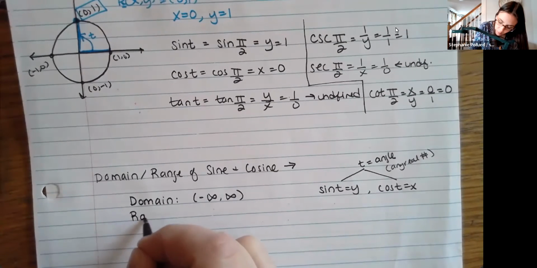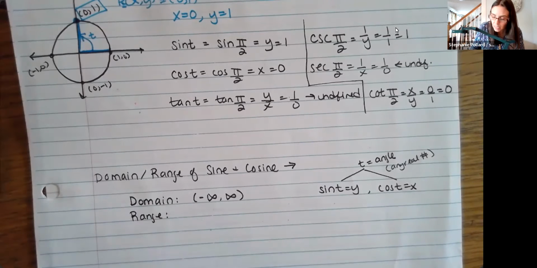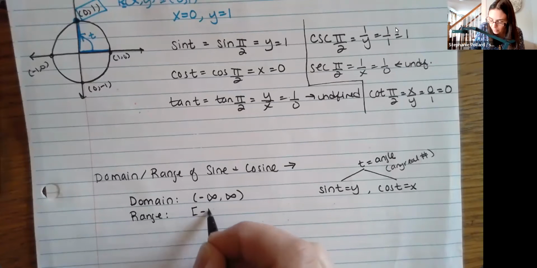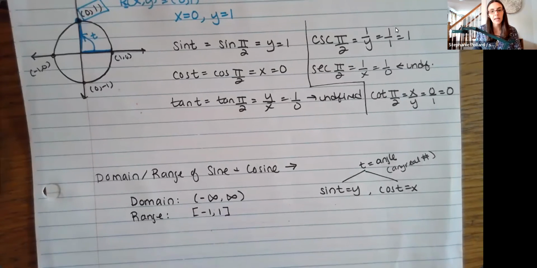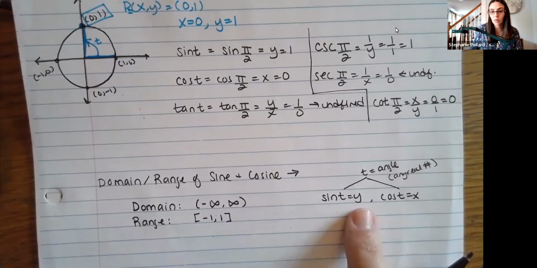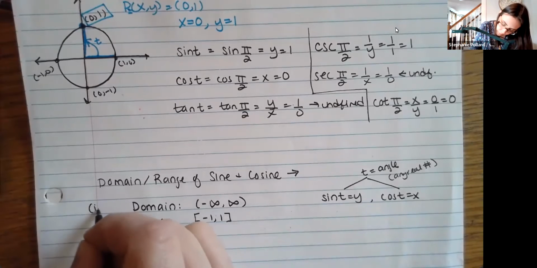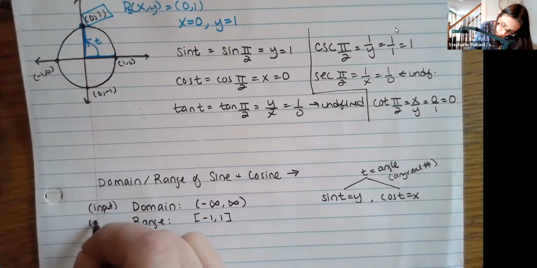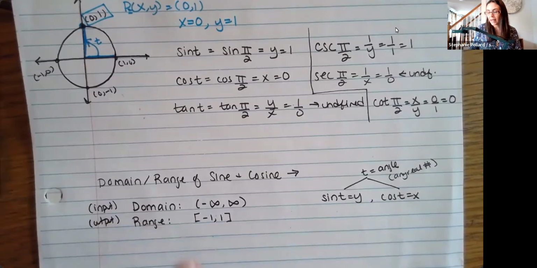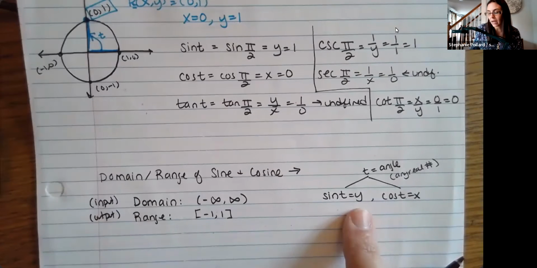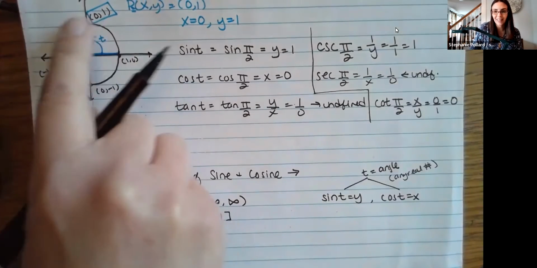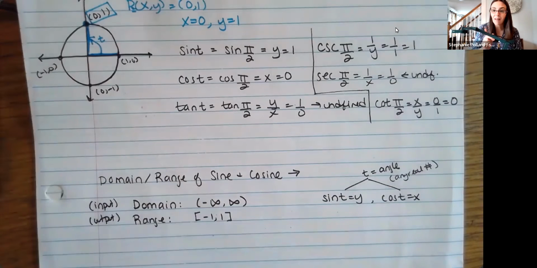So in both cases, the domain is between negative infinity and infinity. And also in both cases, it has the same range. And the range is between -1 and 1. And that's because if you look at the output, right? So the domain is your input, the range is your output. So if I look at my output, the answer is always either X or Y. Now remember that we're dealing with the unit circle here. So the radius is only 1.